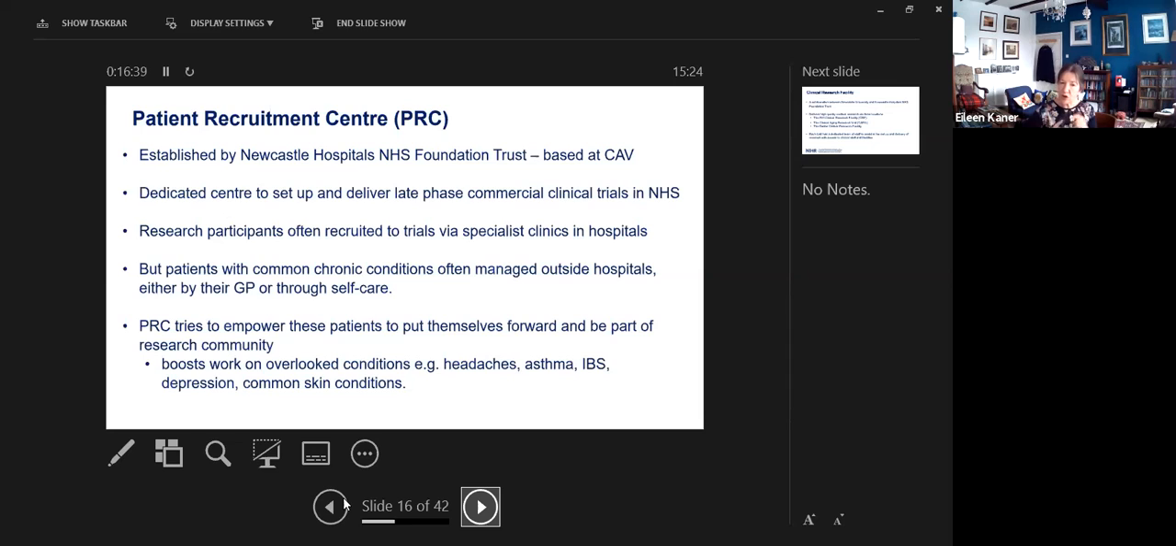And that's really helped to drive forward research in some of the common conditions that can get overlooked in trials, things like headaches or asthma or irritable bowel syndrome or some mental health conditions. So that's the place where the PRCs really try to reach out and get the widest participation possible from across communities.